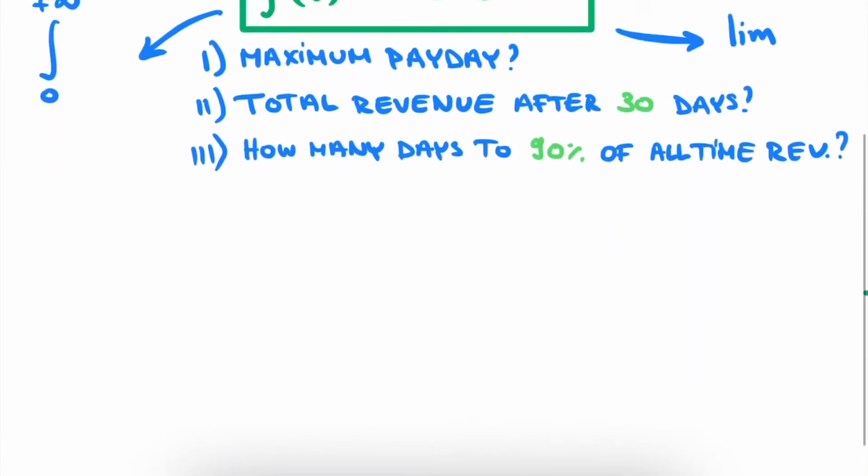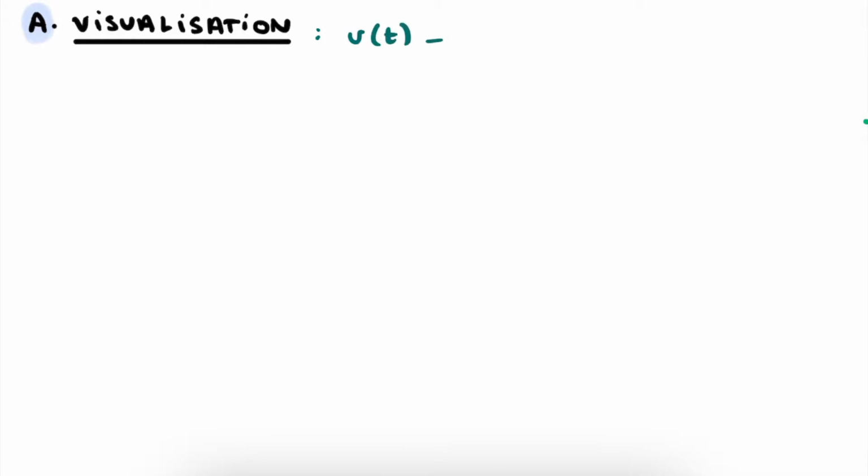First things first, let's visualize the formula that we have in order to get a better understanding of why it models the behavior of the daily views. And it will also help us greatly to find the answer to our three problems. And just as a recap, our function of our daily views was v of t is equal to 10 times t multiplied by e to the power of minus 0.3 times t.